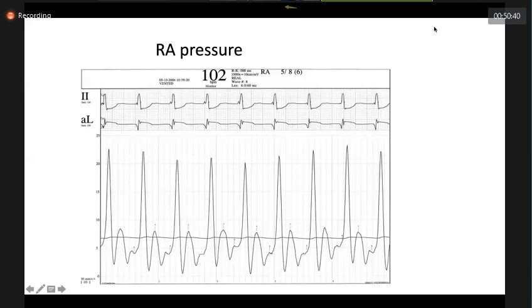Sir, this one is RV, right ventricular pressure. No, it is RA pressure. I have written the RA, sorry, right atrial pressure tracing. What is happening is the A wave and V wave. Sir, the A wave and V wave appear unduly tall. Which wave is appearing tall? V wave.